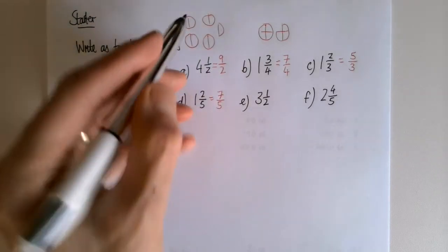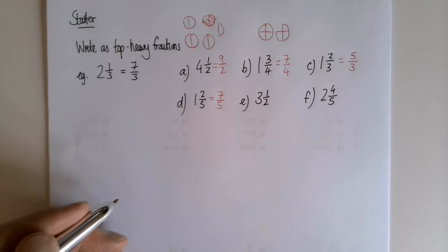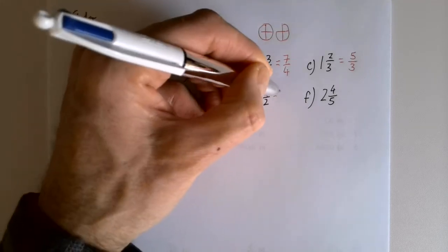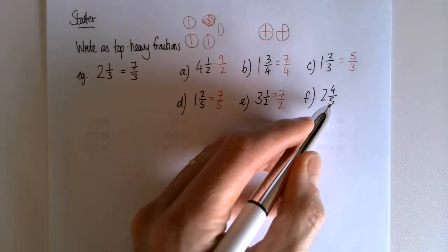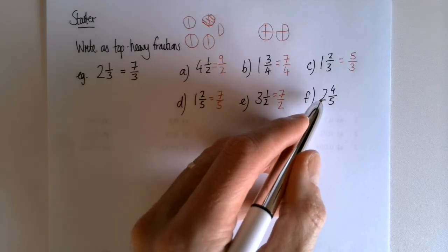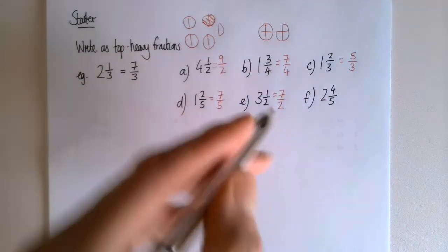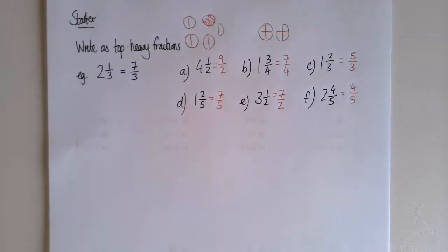3½, well, it's like this without that one. So that's 7 halves. And fifths again, so a whole cake, if you cut it up, will give you 5/5. I've got 2 whole cakes, so that would be 10/5 plus 4 is 14/5. Well done. If you got those, we'll perhaps do a few more of those starters along the way.